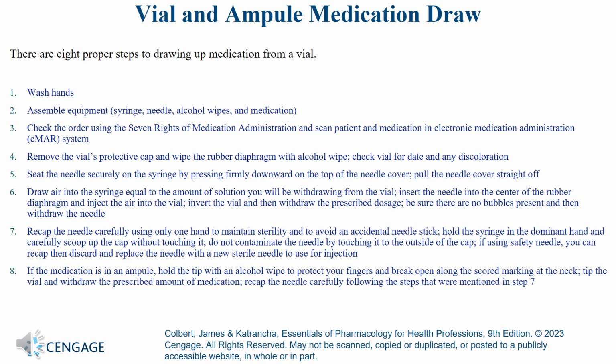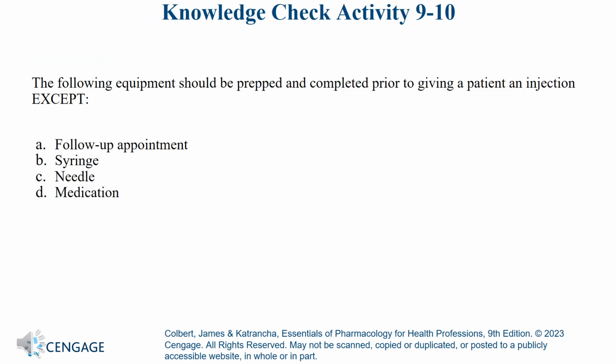If the medication is in an ampule, hold the tip with an alcohol wipe to protect your fingers and break open along the score marking at the neck. Tip the vial and withdraw the prescribed amount of medication. Recap the needle carefully, following the steps that were mentioned in step 7.